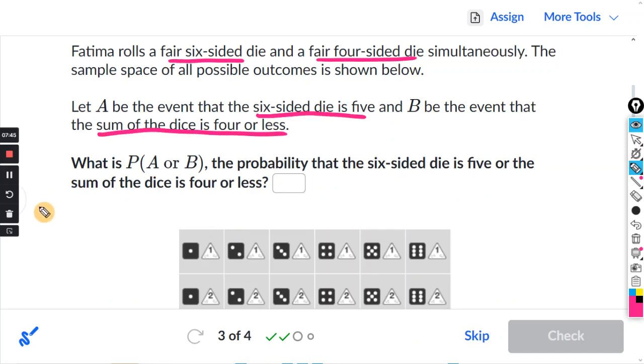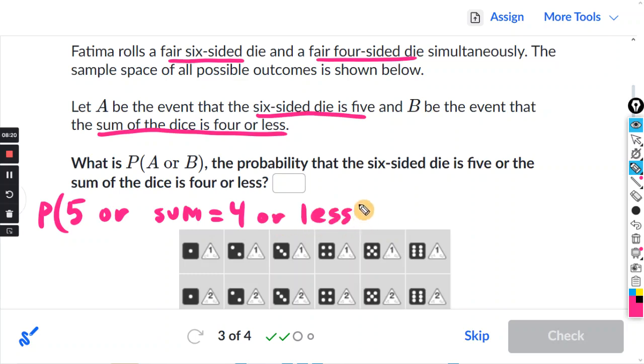All right, so let's write this out. The first probability, A, is the event that the 6-sided die equals 5. All right, you can't get a 5 on the 4-sided die. So in other words, the probability of getting a 5 or the sum of the dice is 4 or less. So probability of 5 or, all right, the sum equals 4 or less. All right, so these two events right here.